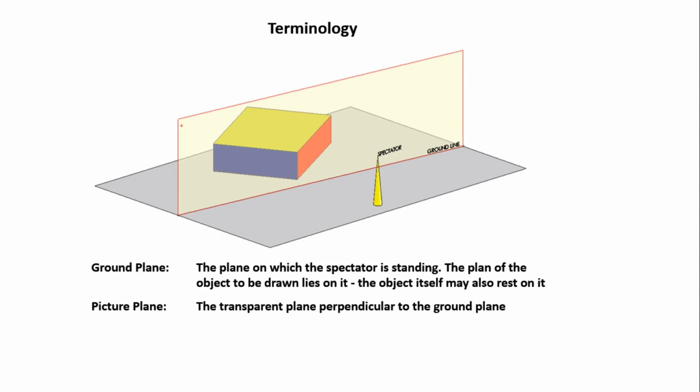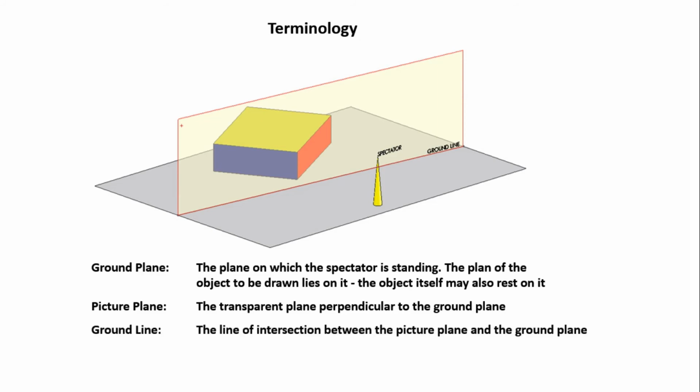In most of the cases, the picture plane falls between the spectator and the object. In some rare cases there will be changes, that is, the picture plane will be behind the object, but in most of the cases the picture plane will be in between the spectator and the object of which we have to draw the perspective view.